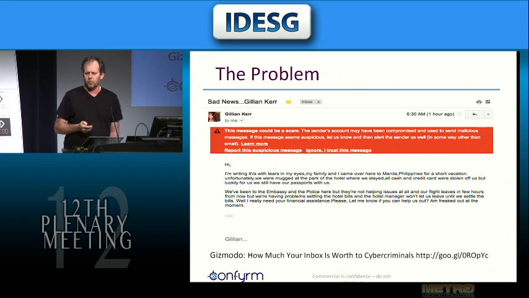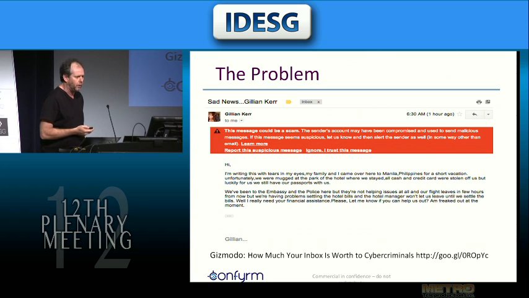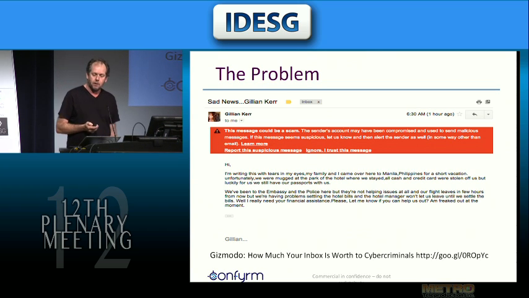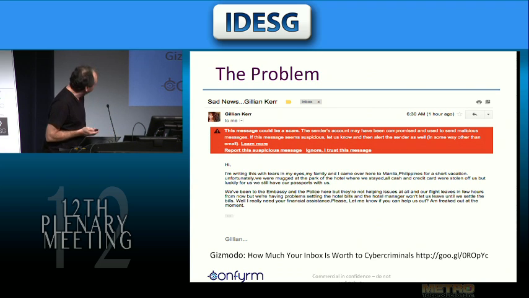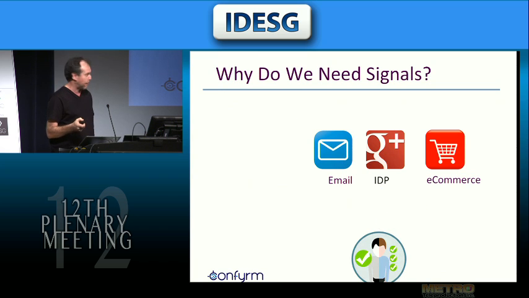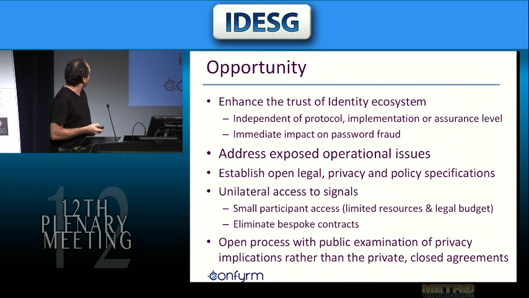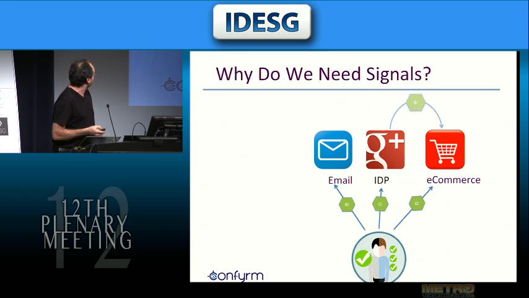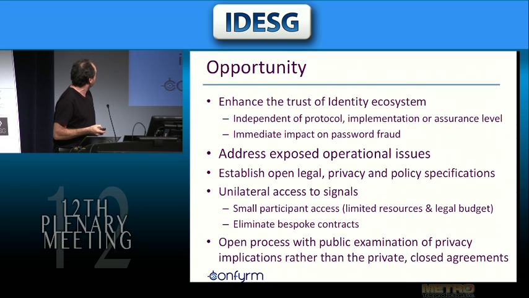Gizmodo, only a week or so ago, published an interesting article on how much your email inbox is worth to the bad guys. I'll put that up for you to take a look at leisure, but it's an interesting example in this sort of space. Okay, for some reason this wasn't the order that I expected, but we'll work with this.